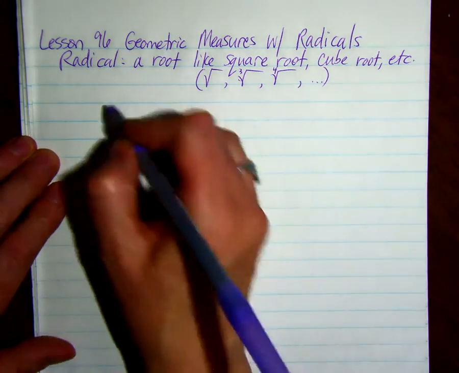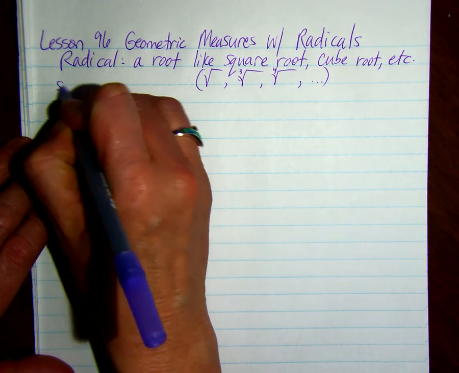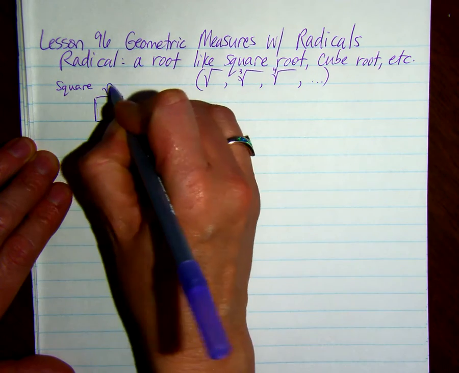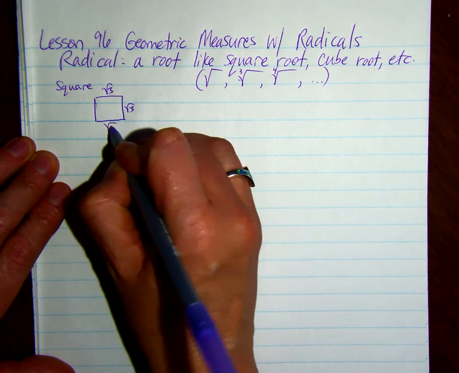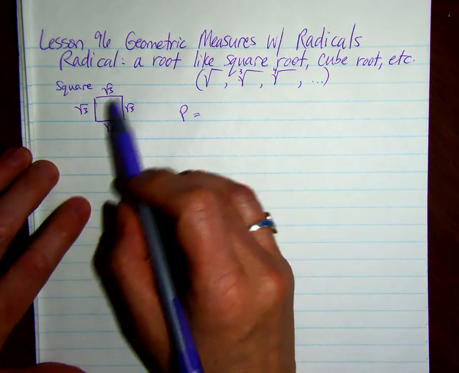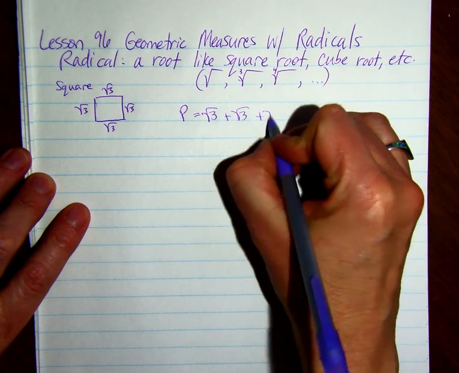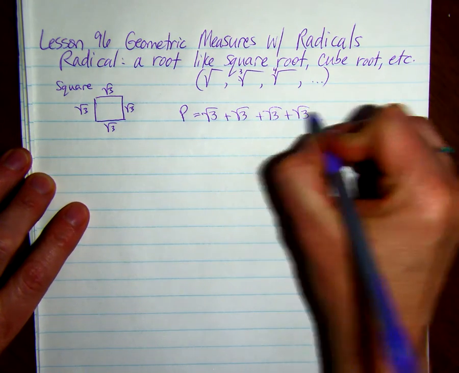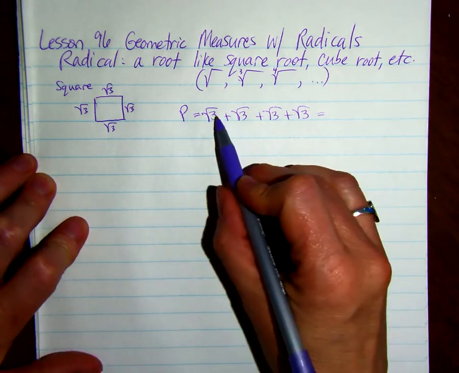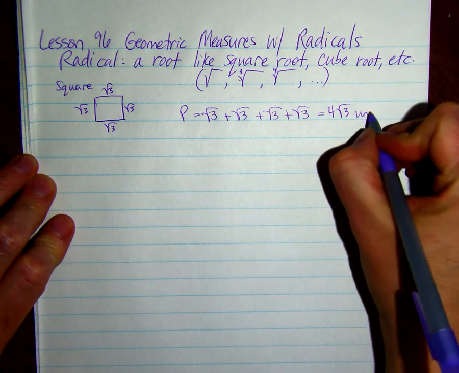If we had a square that had the square root of 3 units on each side, so here's a square, root of 3. To find the perimeter, we're going to add up all the sides. So we have square root of 3 plus square root of 3 plus square root of 3 plus square root of 3. We have 1, 2, 3, 4 of them, so it's 4 square roots of 3 units.